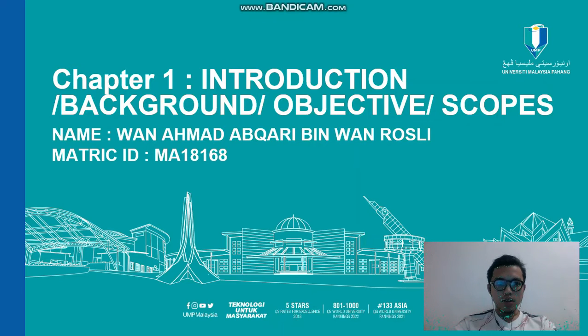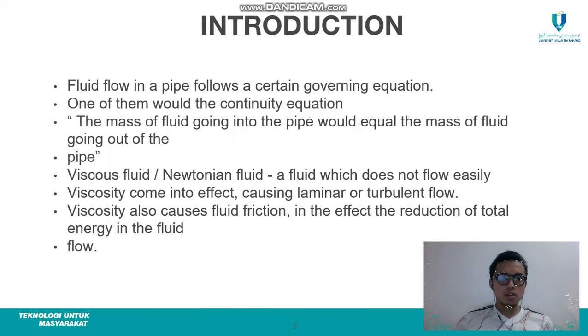I'm going to share about chapter 1 for the introduction, background, objective, and scope for this lab. For the introduction of the determination of the friction loss in pipes, fluid flow in a pipe follows certain governing equations. One of them is the continuity equation. The mass of the fluid going into the pipe will equal the mass of fluid going out of the pipe.